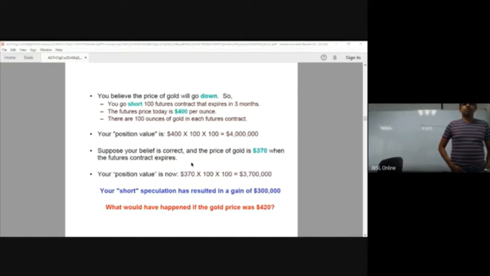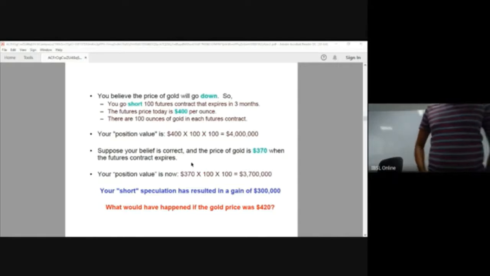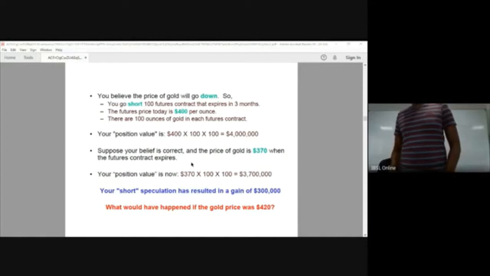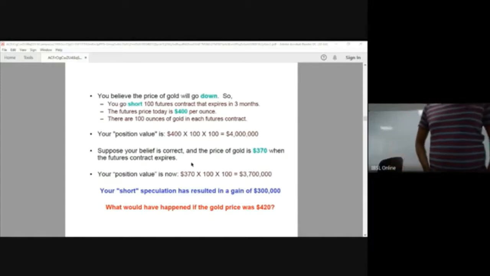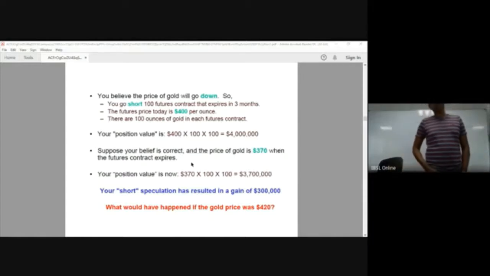100 futures contract that expires in 3 months. The futures price today is $400 an ounce, and there are 100 ounces of gold in each futures contract, similar to what we discussed earlier. So your position value is 400. You're selling $400 an ounce into 100 ounces per contract into 100 contracts, $4 million. So you have sold gold means you will receive $4 million.